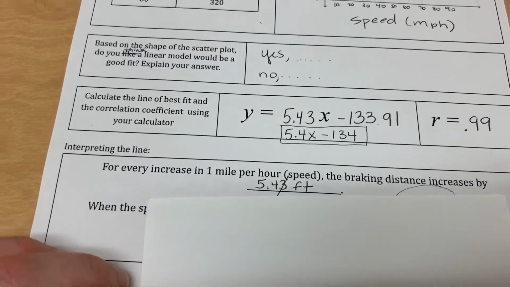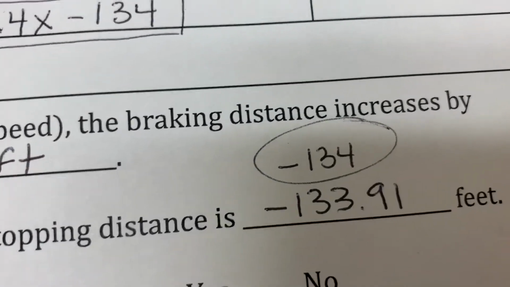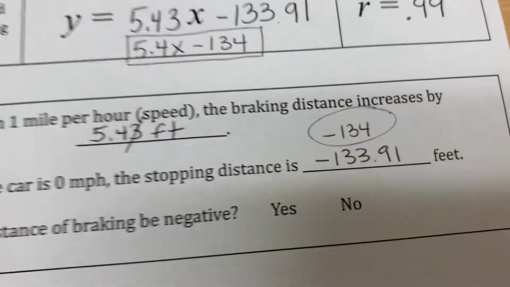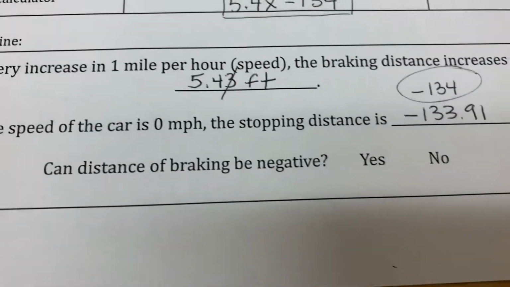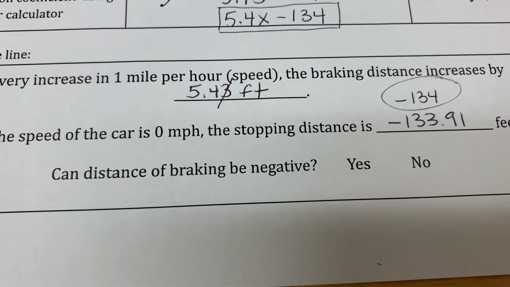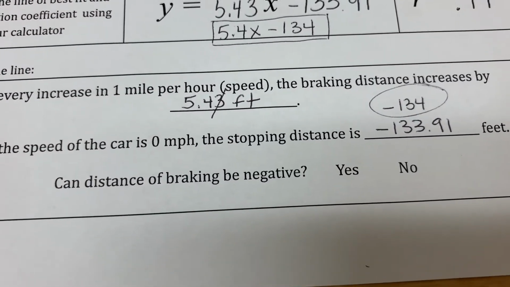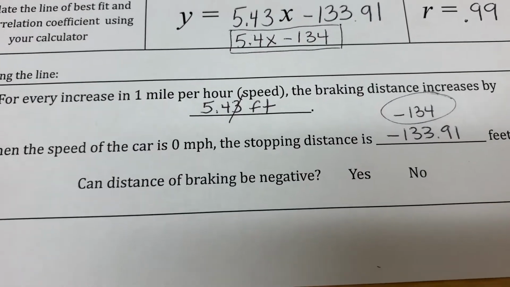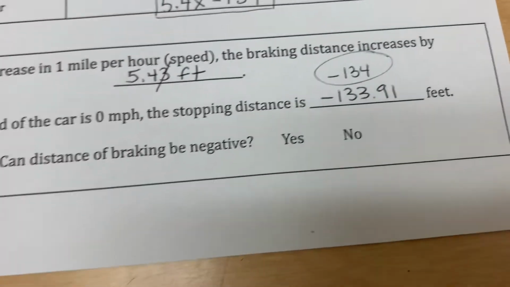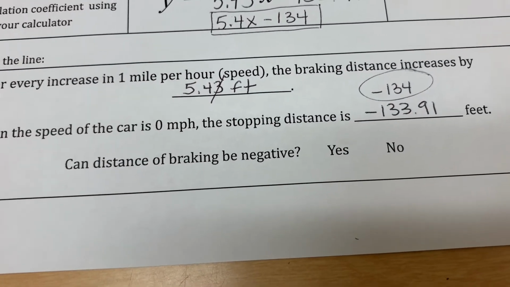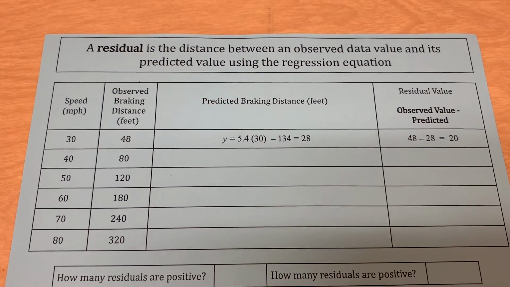Okay. Now, when the speed of the car is 0 miles per hour, the stopping distance is, that's what the calculator said, but this is negative 134 is what we're going to use. That is the stopping distance. Now, can you have a negative stopping distance, or sorry, braking distance? Think about that one for a quick second. Give yourself a minute to think about that and then circle yes or no. But I'm just letting you know, negative things in this case are probably not a thing.